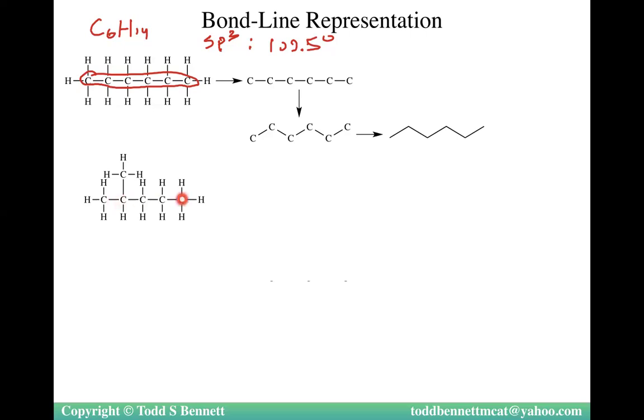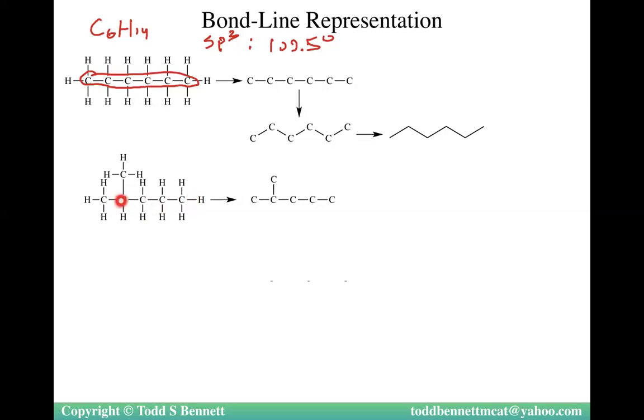1, 2, 3, 4, 5, 6 carbons. H's are 1, 2, 3, 4, 5, 6, 7, 8, 9, 10, 11, 12, 13, 14. So C6H14, but we're going to draw the skeleton a little bit differently. Again, we want to start by just getting rid of the H's. If we do that, you have 5 carbons in a row with a carbon coming off the second carbon.